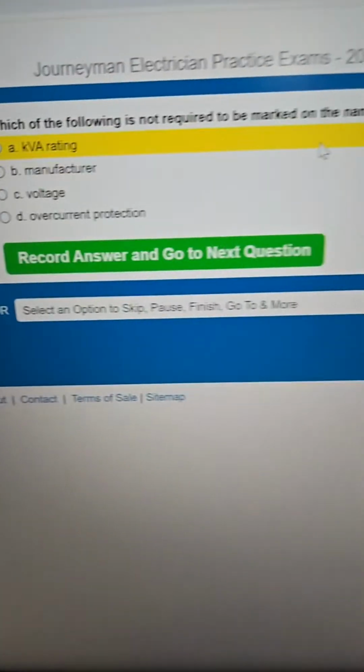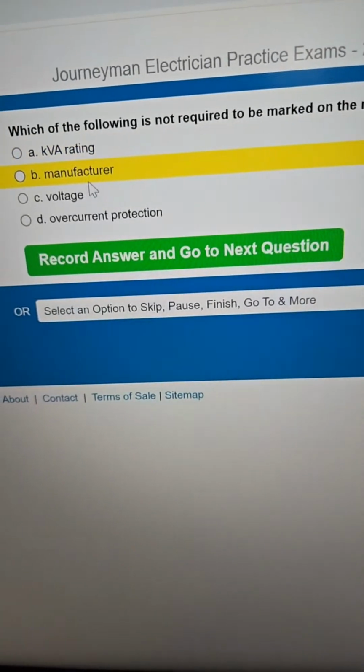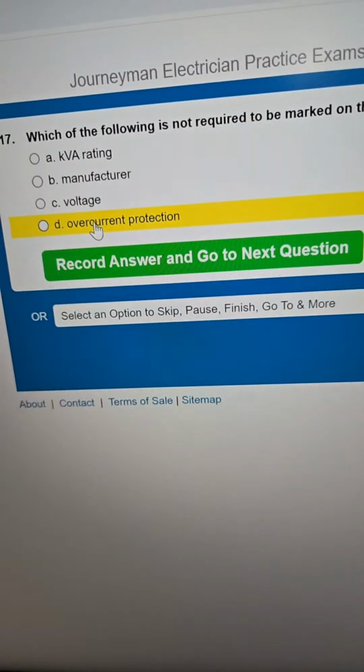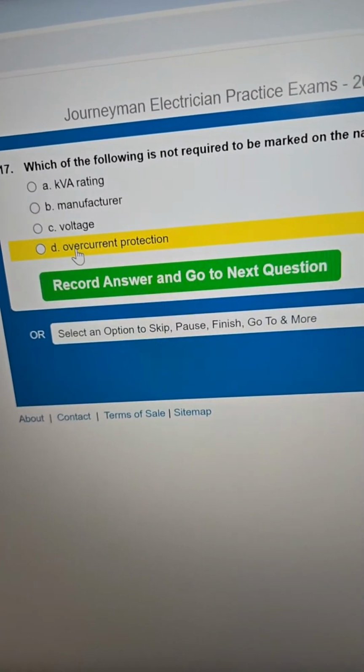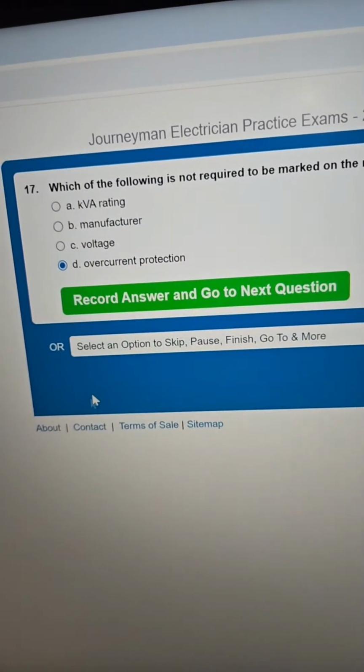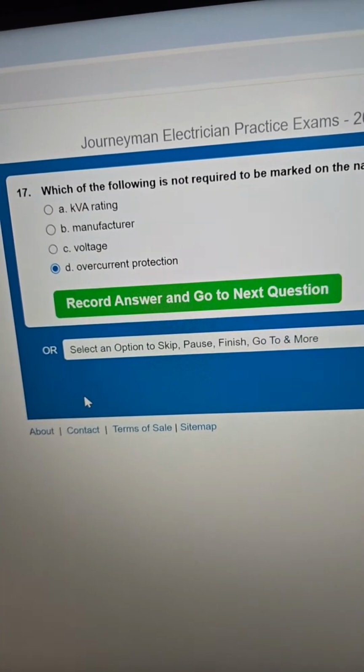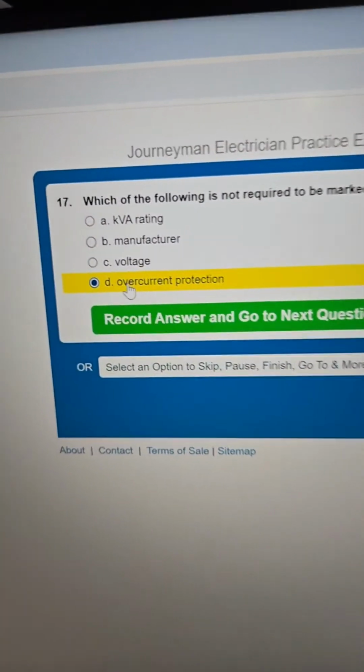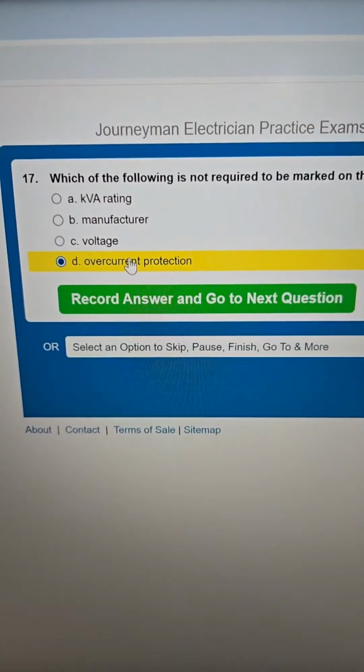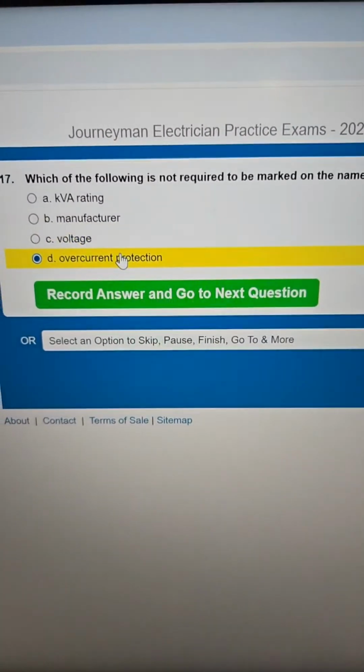Okay. Which of the following is not required to be marked on the nameplate of the transformer? Probably the overcurrent protection. I don't ever see that on a transformer. If it told you the overcurrent protection on the transformer, our job would be a lot easier, dude. I tell you that.